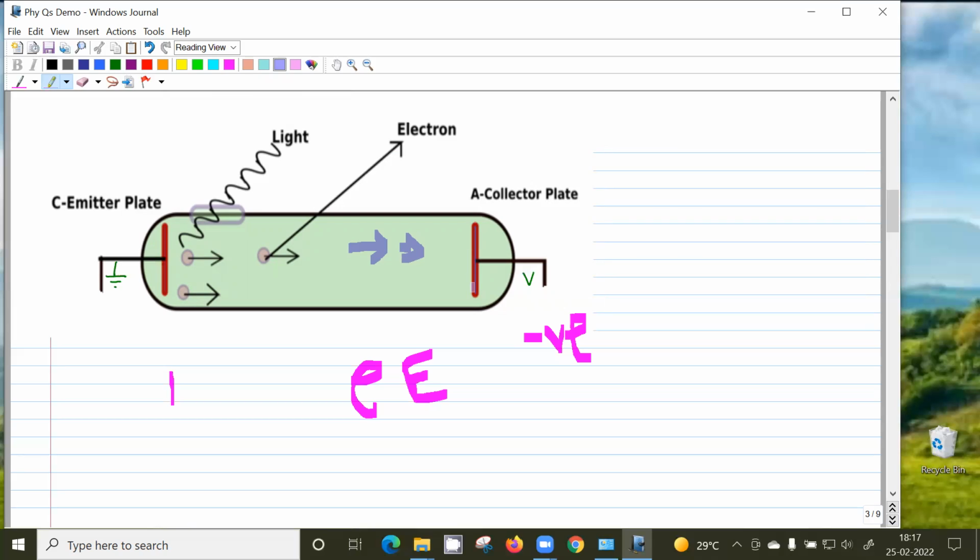So to stop it completely, this negative value should decrease beyond a certain value. If it is mildly negative, the initial velocity will still overcome this repulsive force and still touch this plate. As this negative value is made more and more negative, this repulsive force will increase. Then the electron will not be able to touch. It will come here and then return back. So that maximum negative voltage will stop this electron from touching this plate.